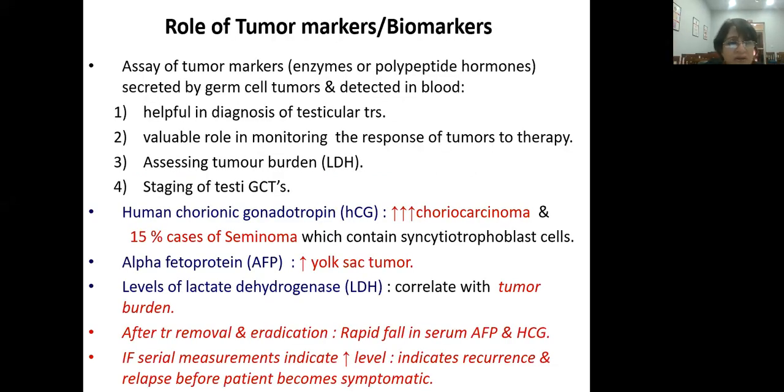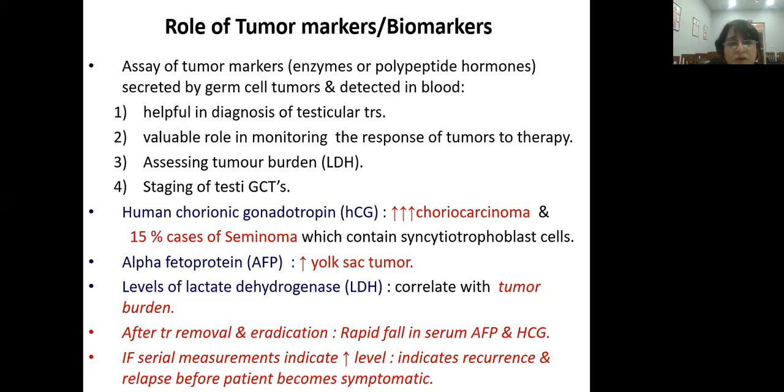Then the role of biomarkers, human chorionic gonadotropin. Now these biomarkers or assays can be enzymes or polypeptide hormones, and they are secreted by the germ cell tumors and can be detected in the blood. Not only are they helpful in the diagnosis of testicular tumors, but also in monitoring the response of tumors to therapy. After treatment, the level of these biomarkers should fall.